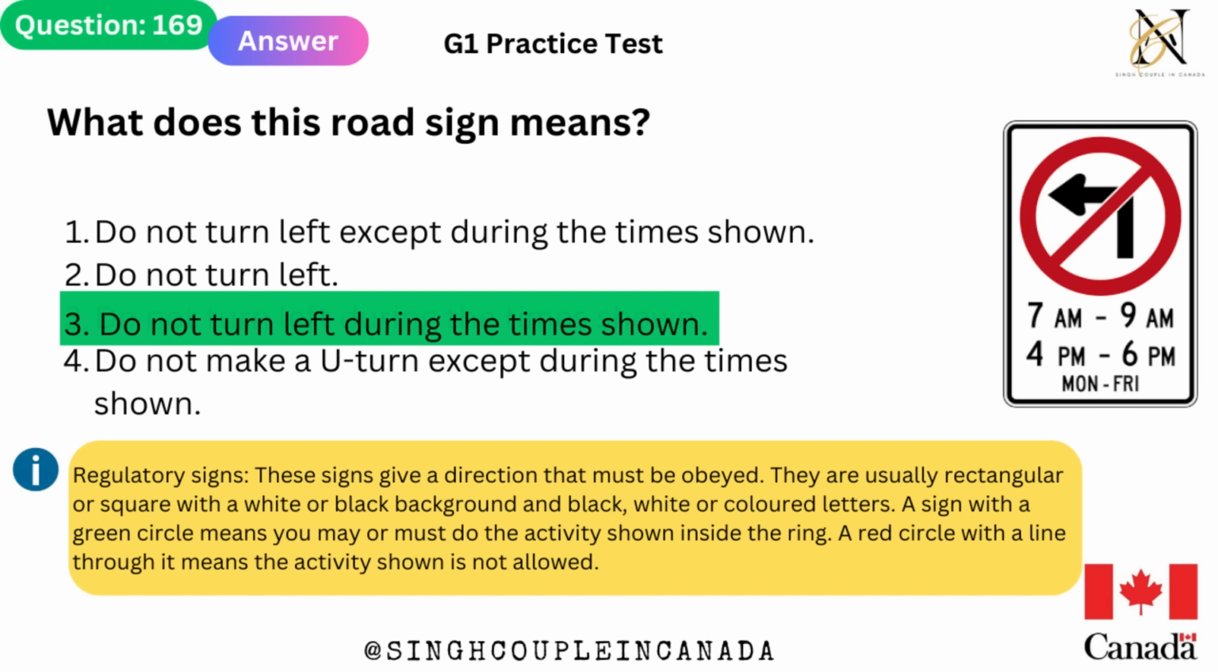Regulatory signs. These signs give a direction that must be obeyed. They are usually rectangular or square with a white or black background and black, white or colored letters. A sign with a green circle means you may or must do the activity shown inside the ring. A red circle with a line through it means the activity shown is not allowed.